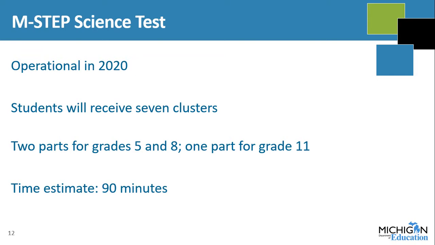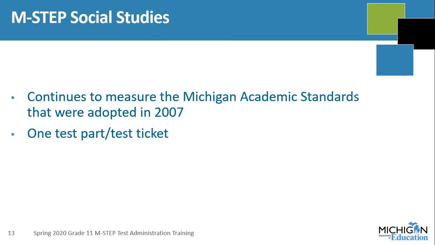The MSTEP Social Studies test will still measure the Michigan academic standards that were adopted in 2007. Changes made to the Social Studies standards in 2019 have not been implemented and are not reflected in the 2020 MSTEP Social Studies test. Any updates to the test will be communicated by MDE. The Social Studies test is 1 test part and 1 test ticket.